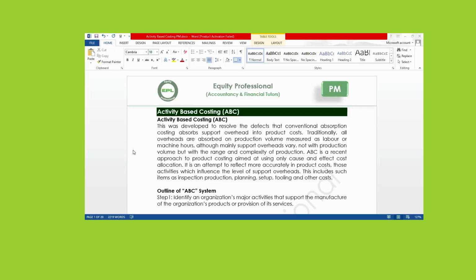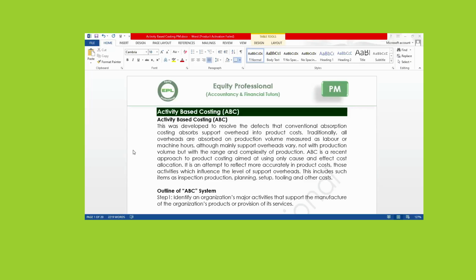For direct cost, there is no accounting problem. We can easily account for direct cost.